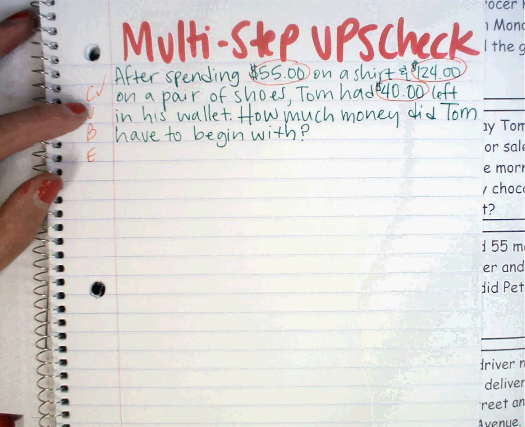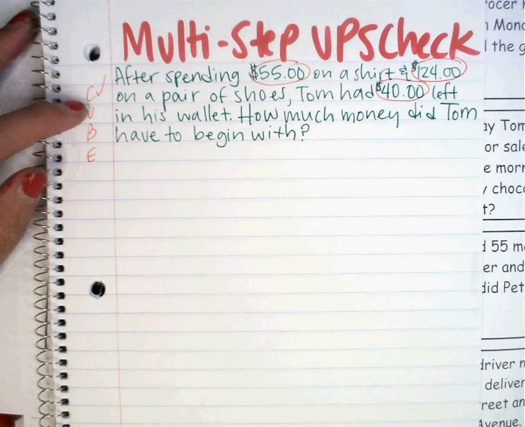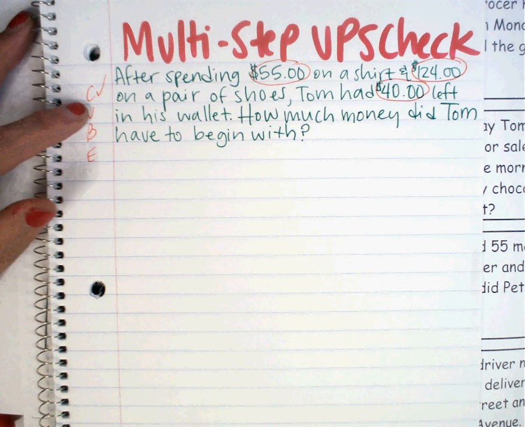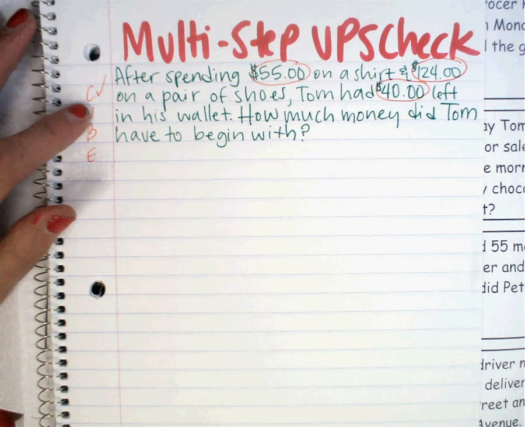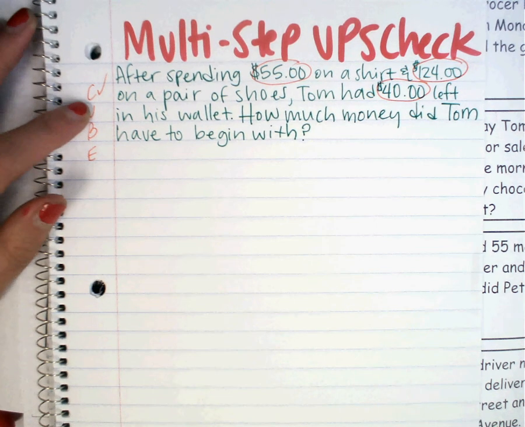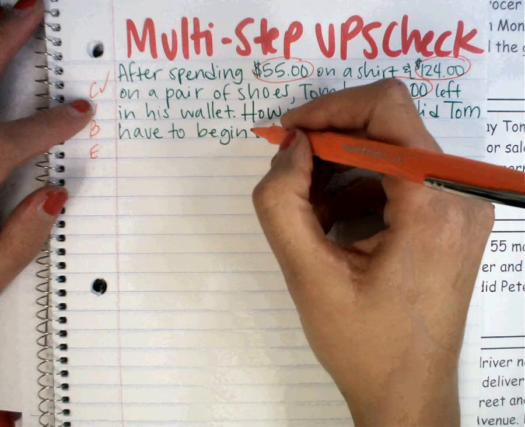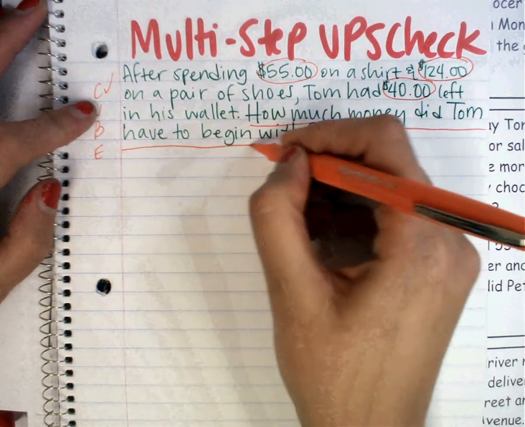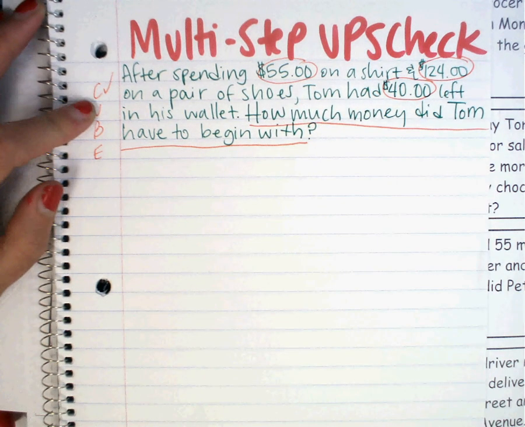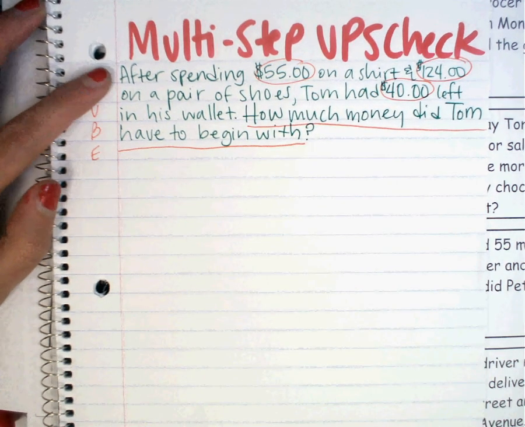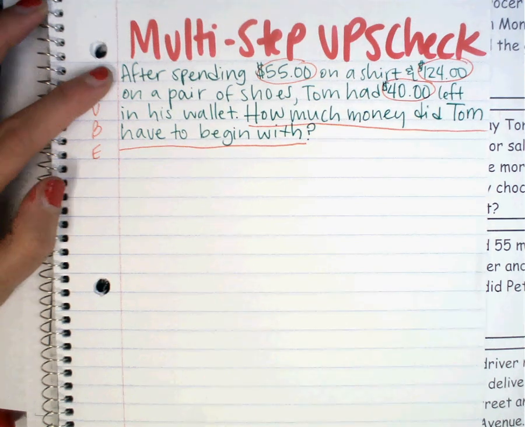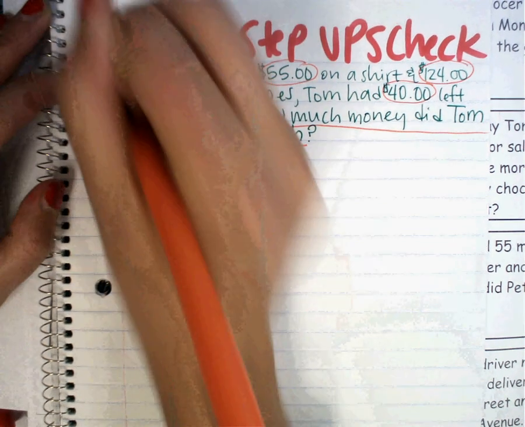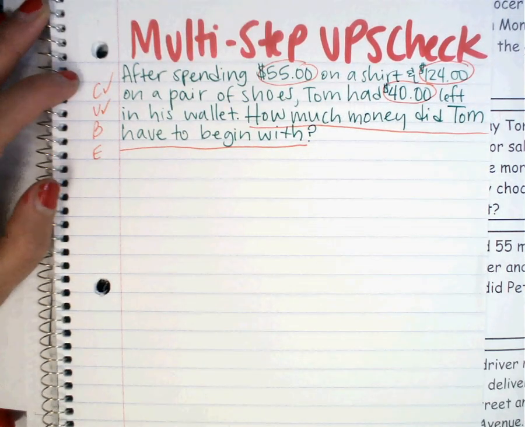All right, U stands for underline the question. What question are they asking us to find in this problem? How much money did Tom have to begin with, right? So basically they're asking me how much money did Tom have in his wallet before he spent all this other money on a shirt and shoes, okay? Check. Now we box math action words.